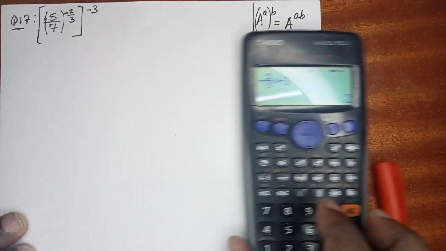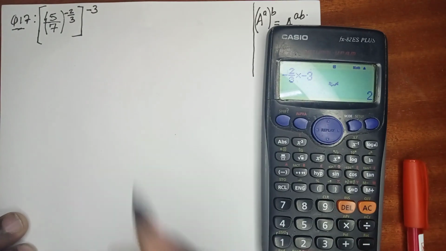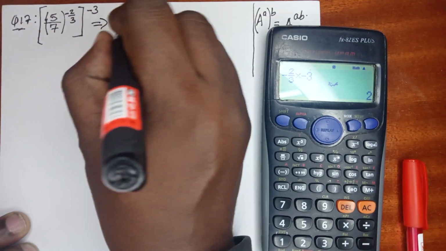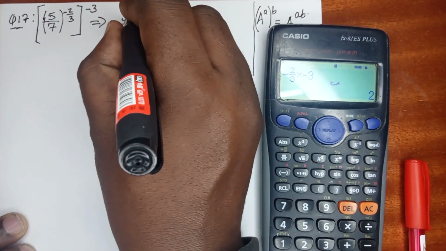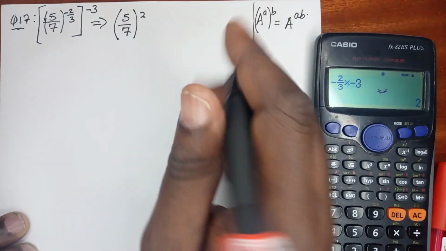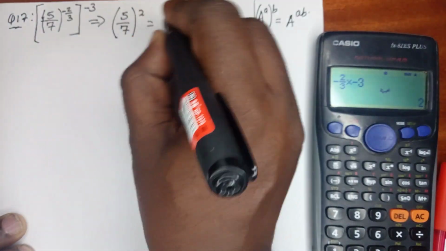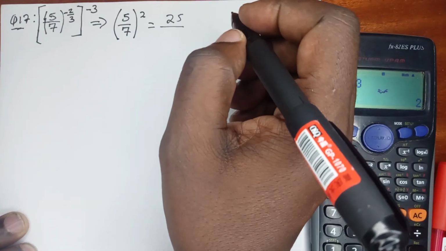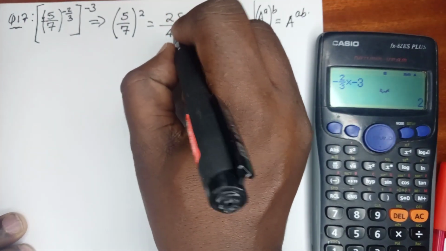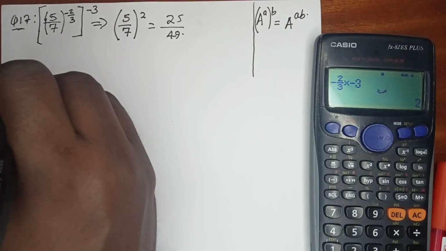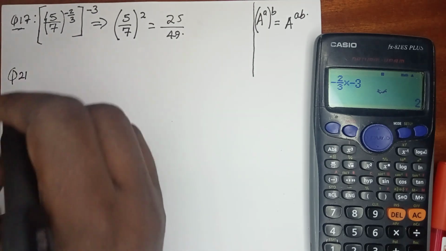So even as we rewrite the whole problem, we are going to have it written as 5 out of 7 raised now to the product of the indices, and 5 squared is 25 and 7 squared is 49. And that is it. Let's now go to question number 21.